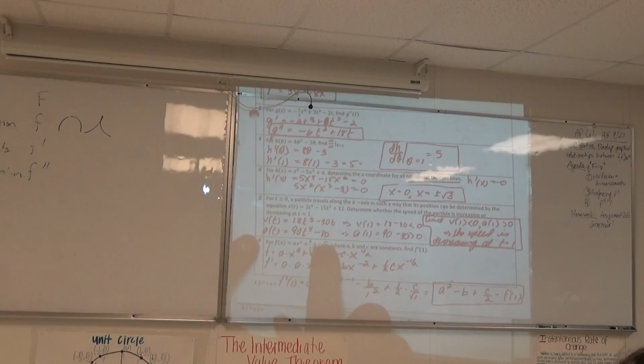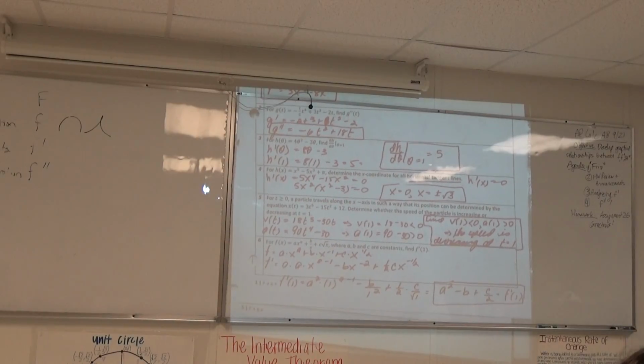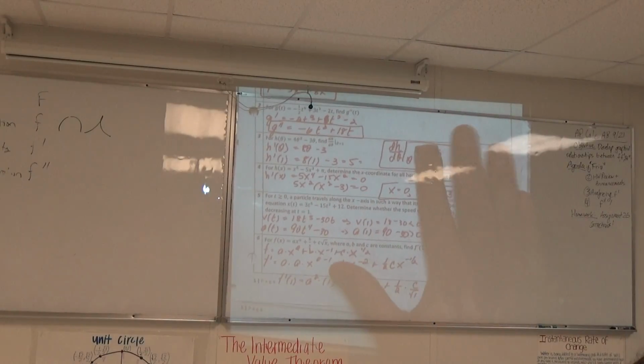Showing me that you found both of these functions, making sure that you've labeled them correctly, probably worth a point to get you started. And now I need to see that you actually evaluate velocity at 1 and acceleration at 1. Let's see, velocity at 1 is a negative number. Acceleration at 1 is a positive number. Conclusion? Speed is decreasing.